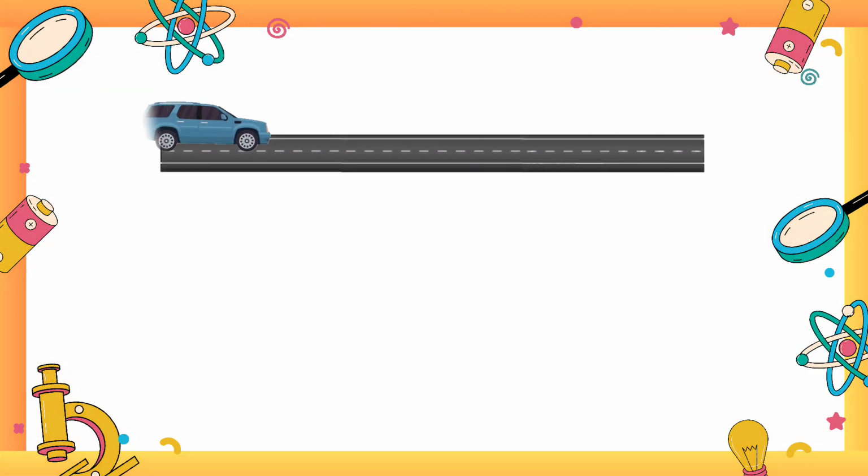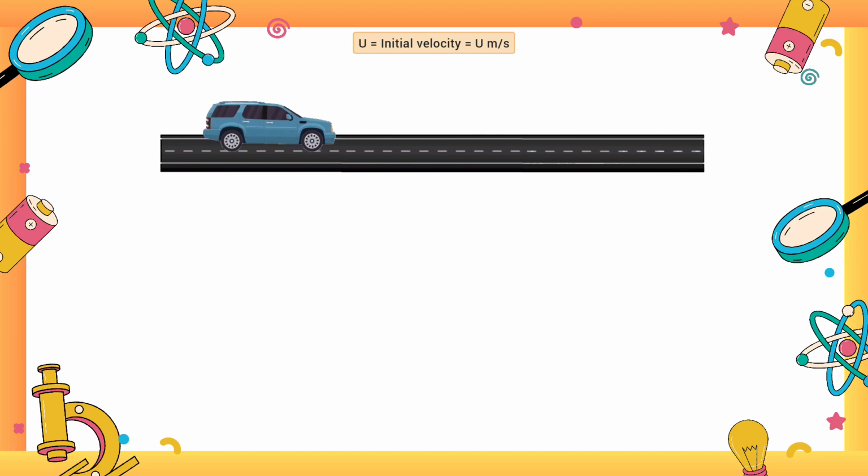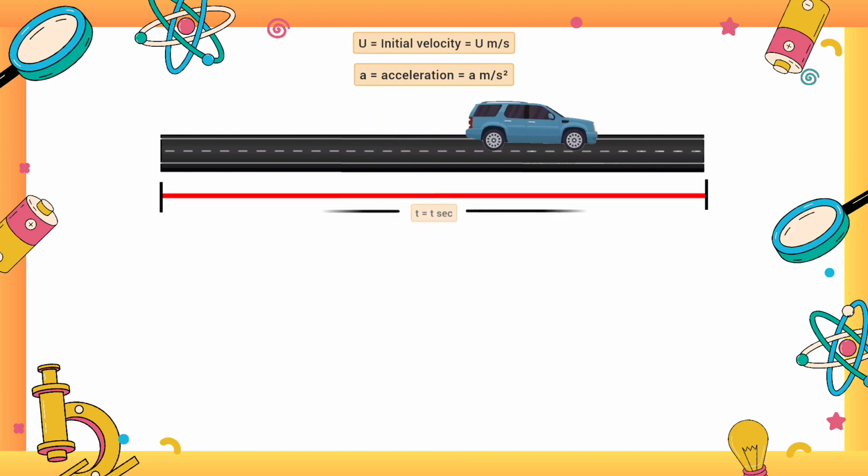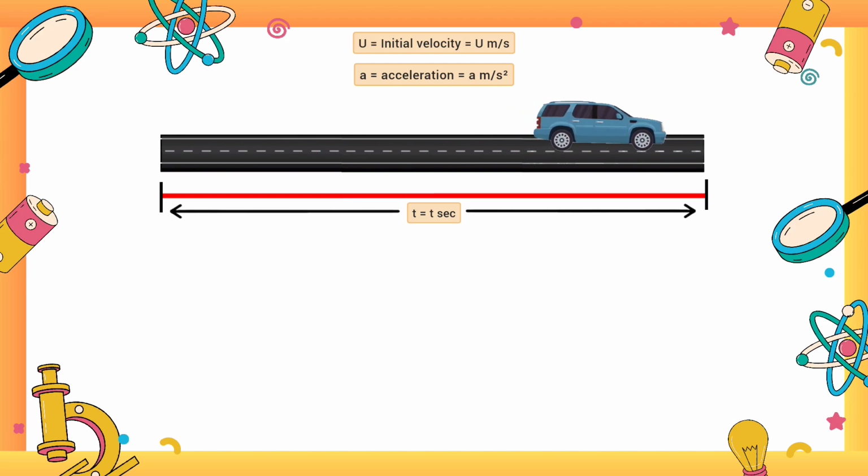Let us consider a car moving with a velocity of u meters per second, and a uniform acceleration of a meters per second squared acting on the car continuously. The car moves a certain displacement in t seconds. Now, the question is, what is the displacement of the car?